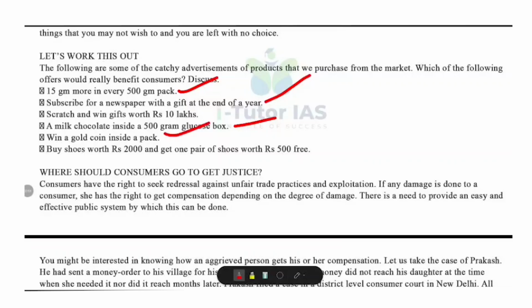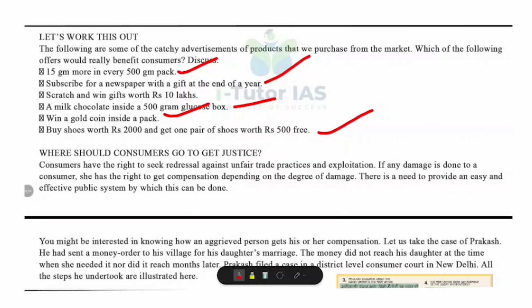Now, win a gold coin inside a pack. The probability of winning is extremely low. So for most consumers, there is no real benefit. It's more like a gamble. Now, buy shoes worth 2,000 rupees and get one pair worth 500 rupees free. Here, the consumer clearly gets extra value for no extra cost, and this is a beneficial offer.